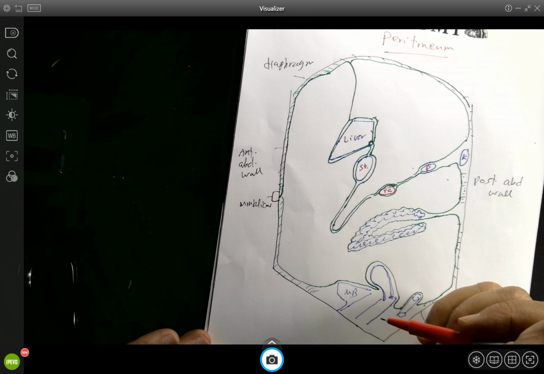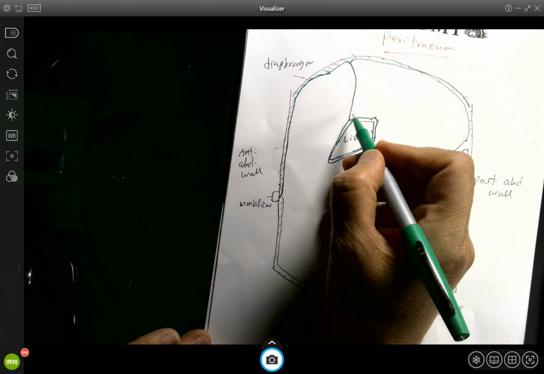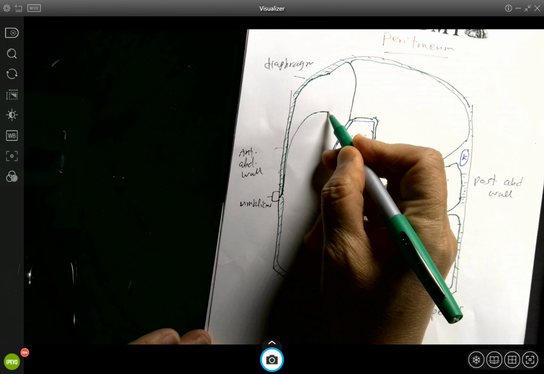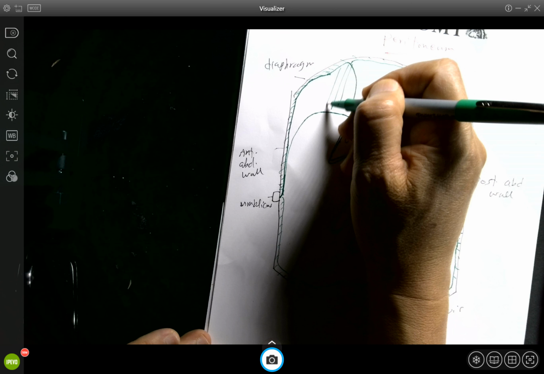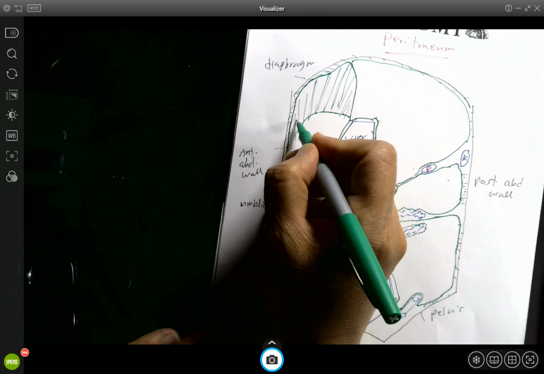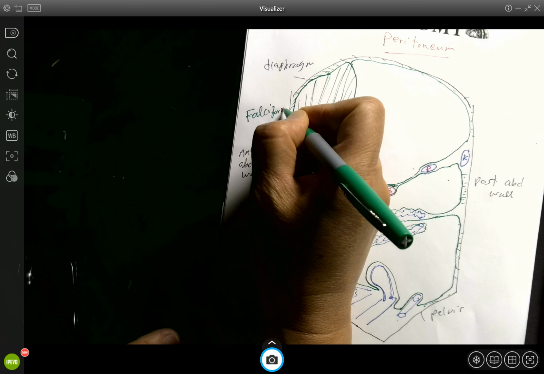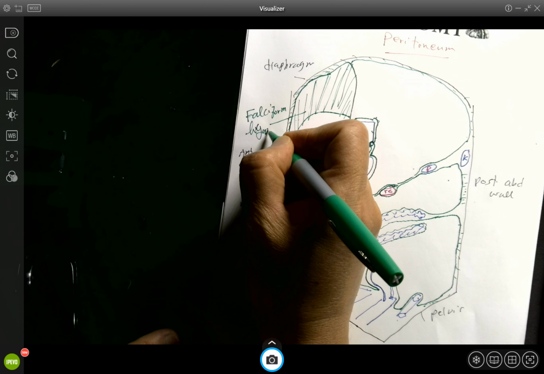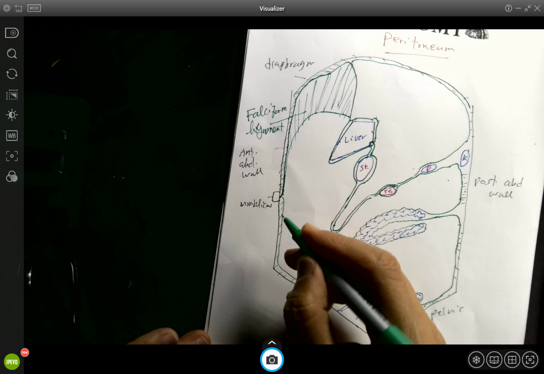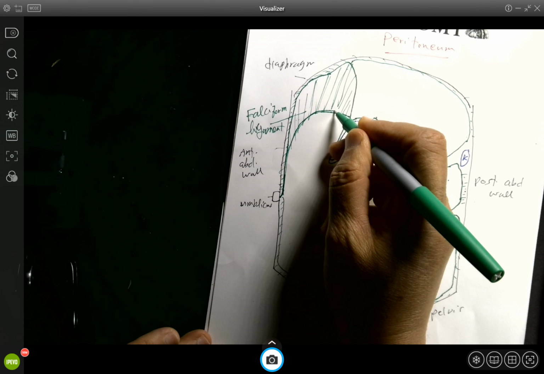Okay. So, as you see, we have this peritoneal fold, which is falciform or crescentic in shape. We call it the falciform ligament, because it is crescentic in shape. It is a reflection of parietal peritoneum from the anterior abdominal wall and diaphragm to the liver. And guess what?